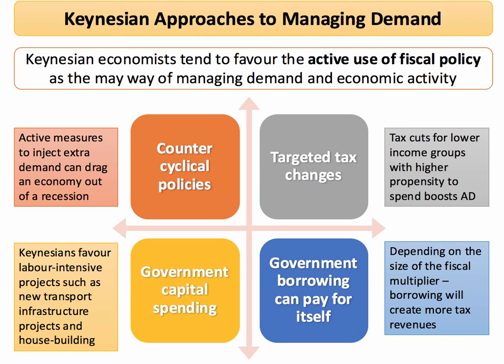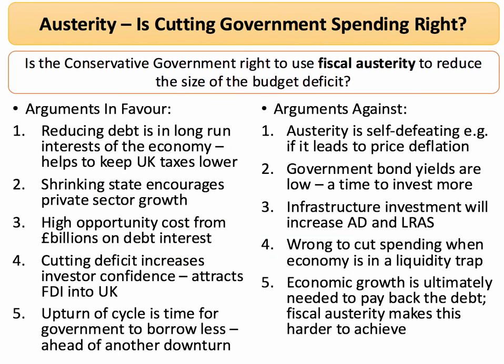Keynesians would argue that well-targeted, timely fiscal expansions can actually pay for themselves, particularly if they create more tax revenues in the future. So this brings us on to the question of fiscal austerity. I'm not going to go through the entire slide here, but is the Conservative government right to use fiscal austerity? Their justifications are that the government needs to cut debt. In the long run, that's going to keep the tax burden down.